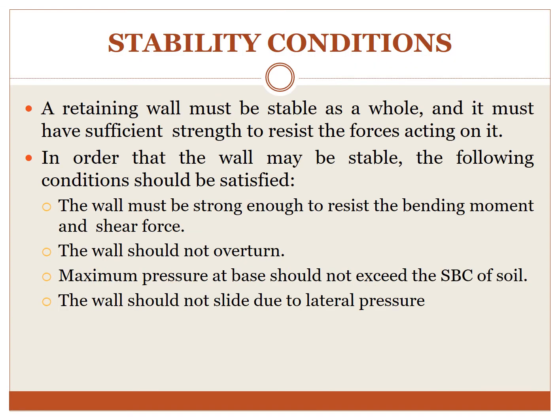Next, stability criteria, stability conditions. A retaining wall must be stable as a whole and it must have sufficient strength to resist all the forces acting on it. So in order that the wall may be stable, the following conditions should be satisfied. First, the wall must be strong enough to resist the bending stress and the shear forces. Second, the wall should not overturn. Third, the maximum pressure at base should not exceed the safe bearing capacity of the soil, and the wall should not slide due to lateral pressure. So these are the stability conditions for any retaining wall.